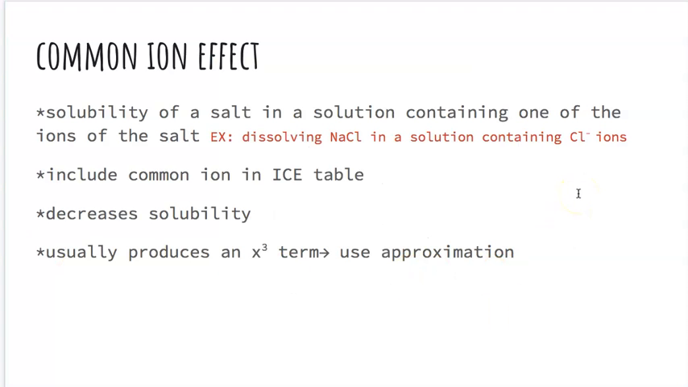Okay, the common ion effect is just Le Chatelier's principle again. If we already have some of the ions in solution, when you add to a side, it goes to the other side. If I already have some ions, that's going to limit the solubility. That just means that you're going to add that concentration in your initial part of your ice table. It's going to decrease the solubility as a result.